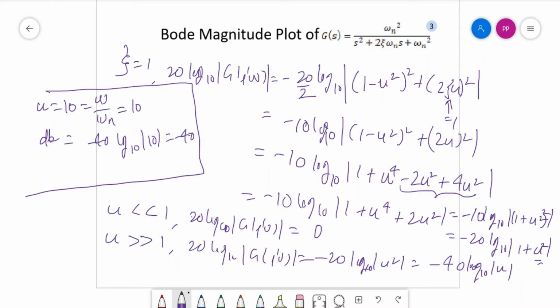So in this way I can understand that if my first asymptote is a straight line at 0 decibel, the second asymptote has a slope such that it should vary by minus 40 decibels when I change the frequency from omega n to 10 omega n. So it should be made clear. Let us draw the plot and see how it comes.